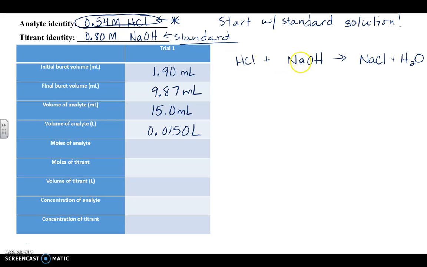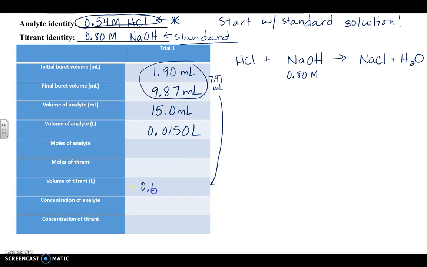Well, let's go with our standard. We know that our standard has a known concentration of 0.80 molarity. All right, well, how much of our standard, or of our titrant, did we use? Well, we've got to take these two and subtract them. We find the difference, right? So 9.87 minus 1.9 gives me 7.97 milliliters. But I don't want milliliters, do I? I want liters. So we've got to take this and plug this in down here in liters.